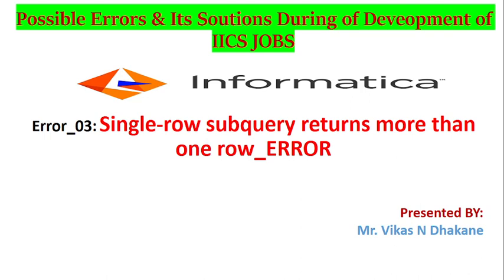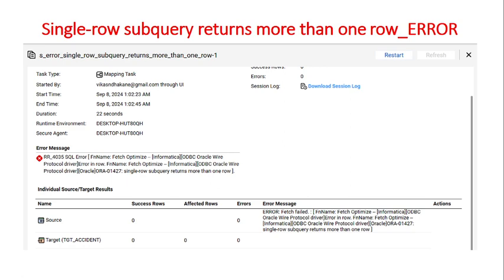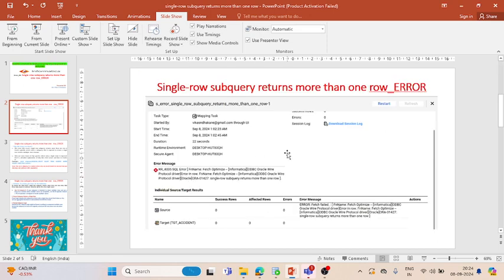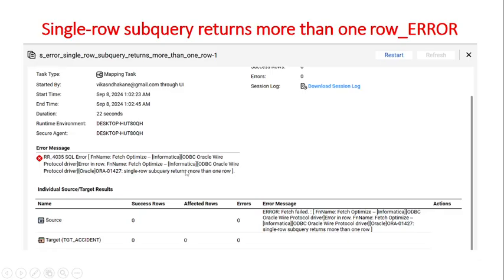This is a common error which generally occurs because of a data issue, where we write the query with the expectation that it will return only one row or one record, but because of some data issue we get more than one record, and because of that this error occurs. This is a screenshot I have attached from the practical demo, where you can easily see that because of some data issue and the way the query is written, we are getting more than one row, and because of that we get the error single row subquery returns more than one row. Let's discuss the theoretical part first, and then I will demonstrate in IICS how this error comes and how we can avoid it.